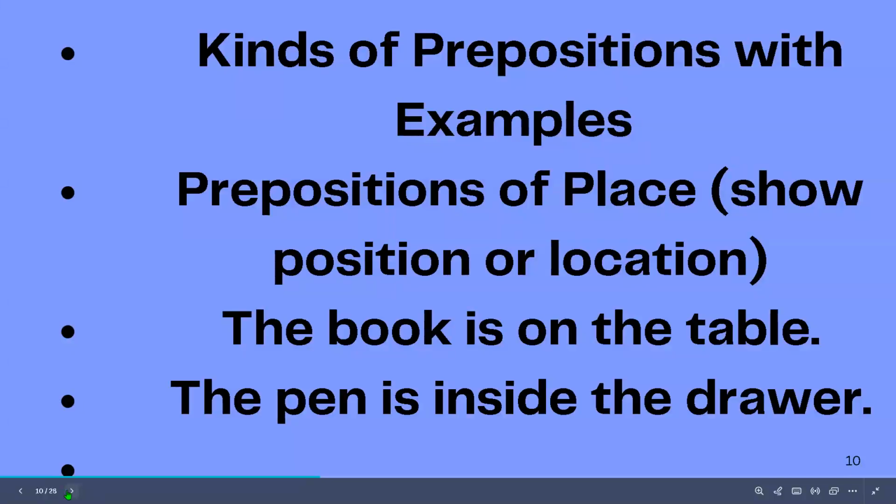Now in this we can find the kinds of prepositions. One is preposition of location. Let us first see about location. It will tell the position. The book is on the table. So the book is the subject, the table is the object. So where is this? It is on the table. The pen is inside the drawer. So the pen is the subject, the object is the drawer. So it is inside.